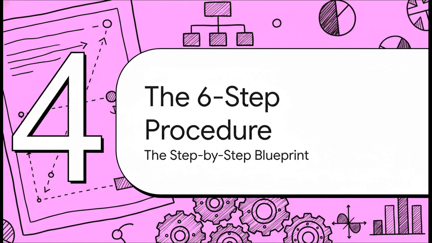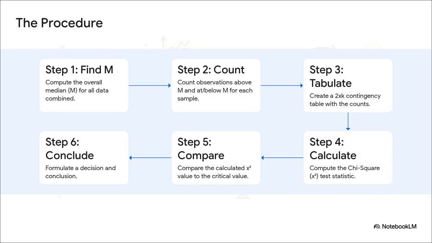Section 4 is our step-by-step blueprint for running this test perfectly every single time. The process itself is actually pretty elegant. First, you just pool all your data together from all the groups and find one single grand median. That number is your benchmark. Then, you go back to your original groups, and for each one, you just count how many data points are above that benchmark and how many are at or below it.